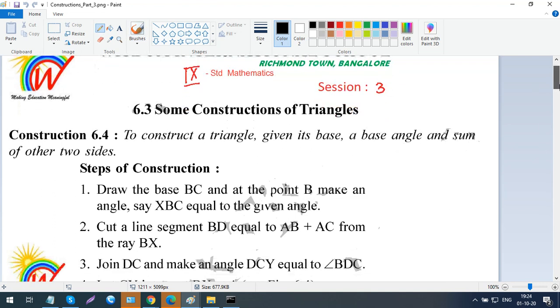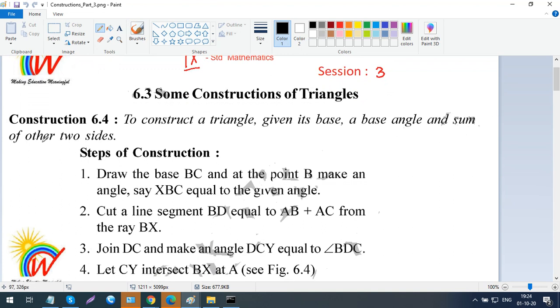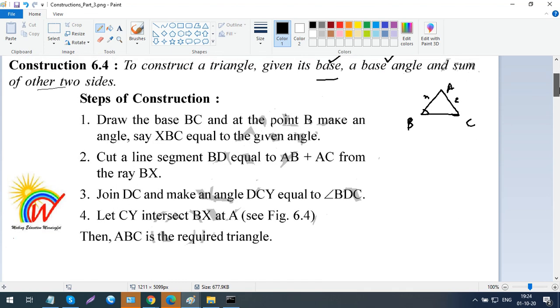First we are going to learn how to construct a triangle where a base is given, a base angle is given, and the sum of the other two sides is given. Let's say you have a triangle ABC. If the measurement of BC is given, that's your base, and some angle B is given, that's the base angle, and the sum of the other two sides, AB plus AC, is given. So how do you draw such a triangle?